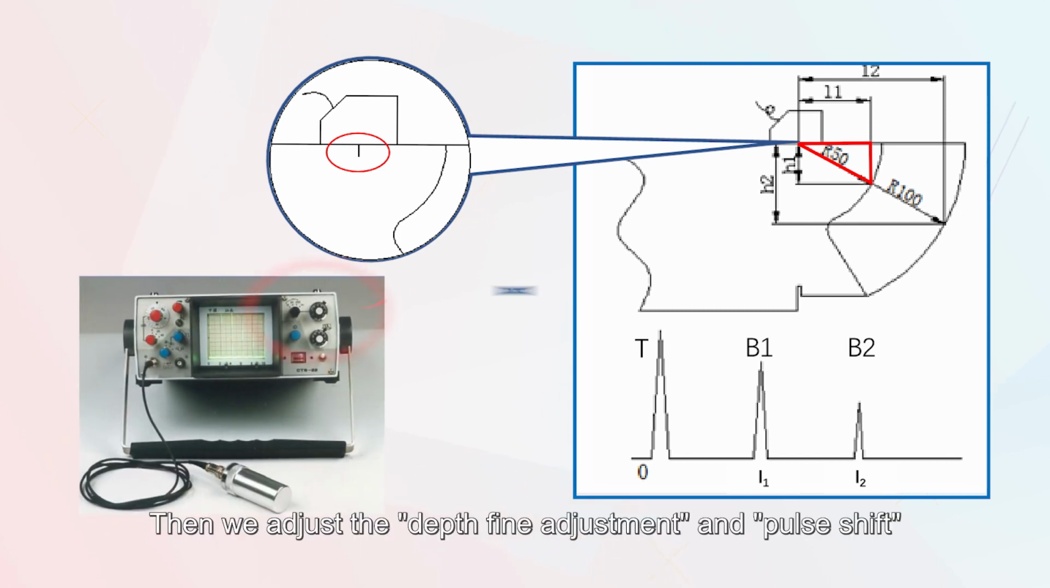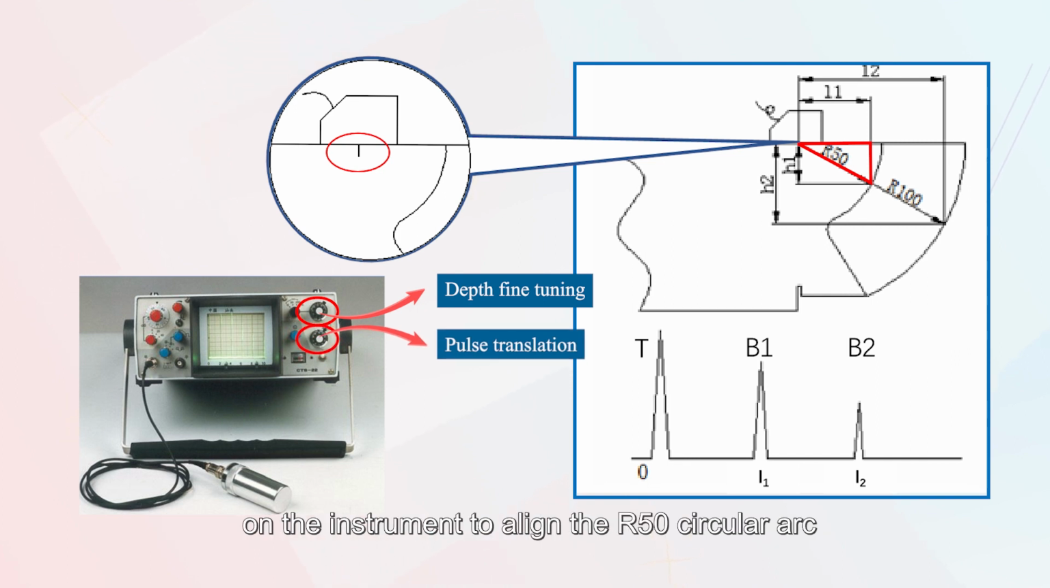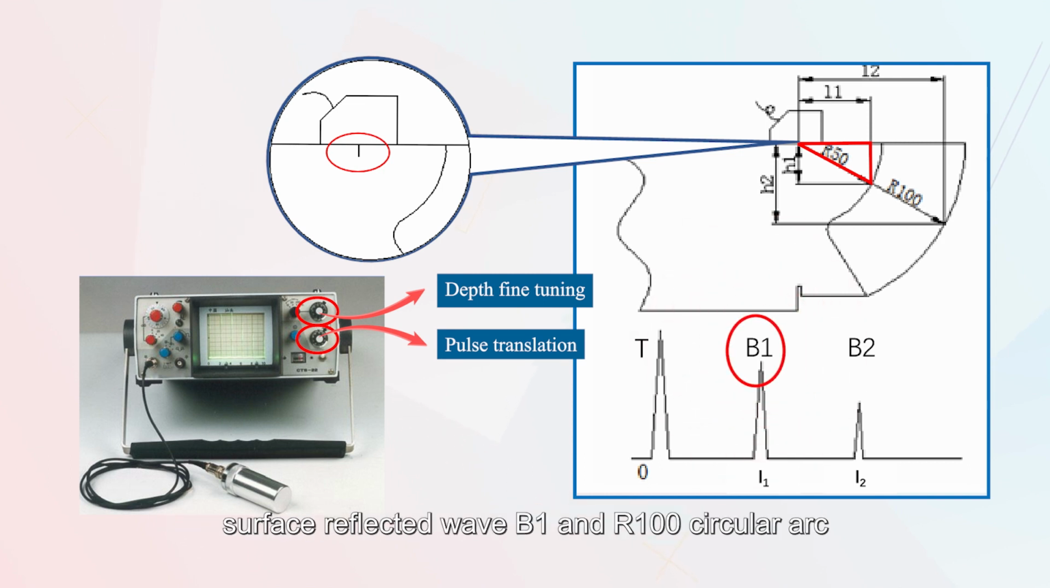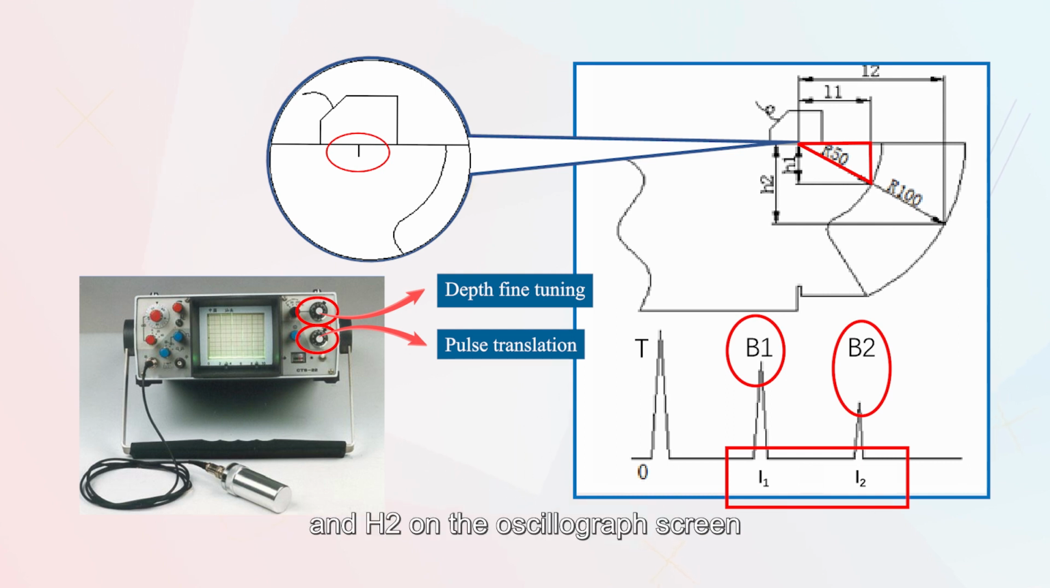Then, we adjust the depth, fine adjustment, and the pulse shift on the instrument to align the R50 circular arc surface reflected wave B1 and the R100 circular arc surface reflected wave B2 with the horizontal scales of H1 and H2 on the oscillograph screen, so that the scanning speed can be adjusted according to the horizontal distance of 1 to 1.